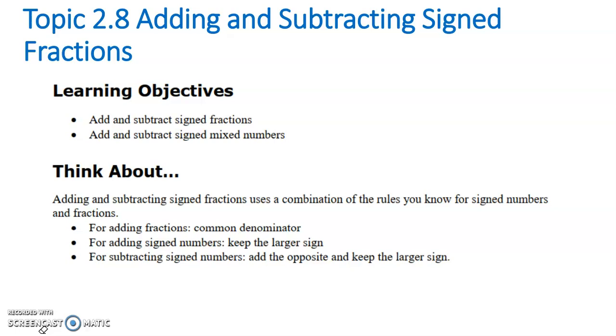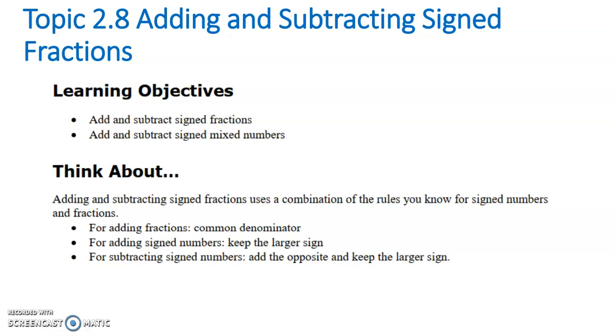So one thing we need to remember about fractions is that we need a common denominator when we're adding and subtracting. We also need to remember our adding and subtracting signed number rules, which tell us that when we add signed numbers, if the numbers are both positive or both negative, we can just combine them. And if the signs are different, we subtract and keep the sign of the greater number. For subtraction, we change any subtraction to addition and then follow those adding rules.